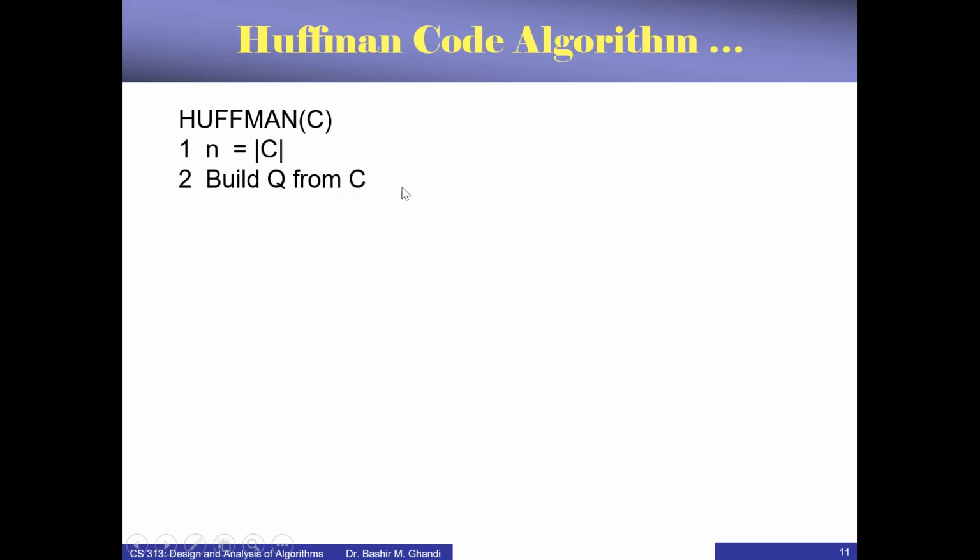So it creates a queue, it uses the characters to build a heap. Now it repeats from 1 to n minus 1. So if there are 10 characters, the loop only needs to repeat 9 times, n minus 1. So what does it do? Each iteration will first create an empty node called Z.